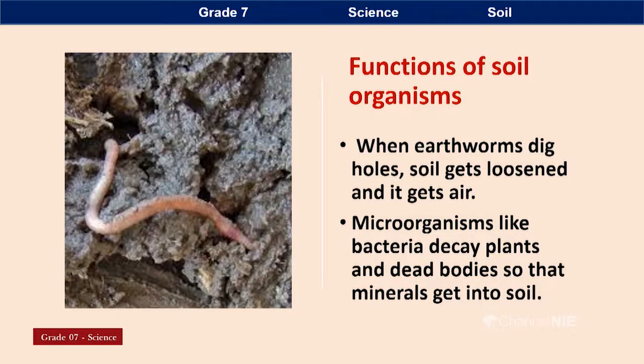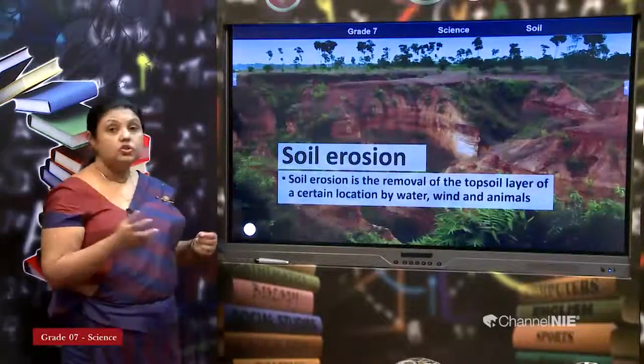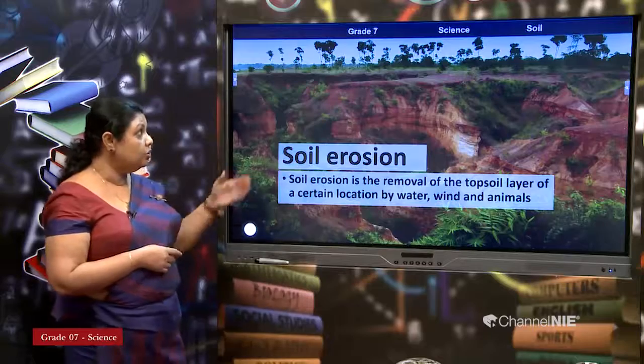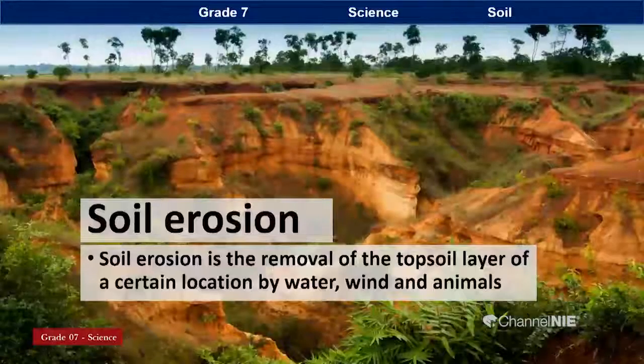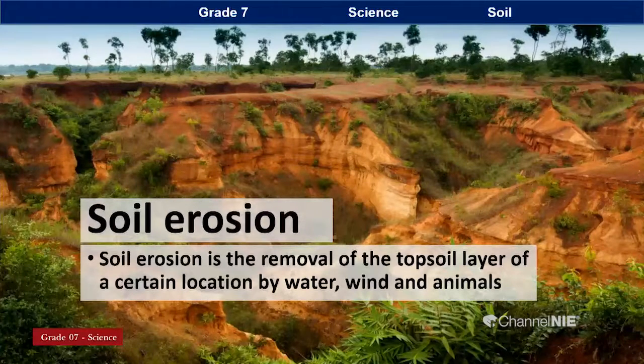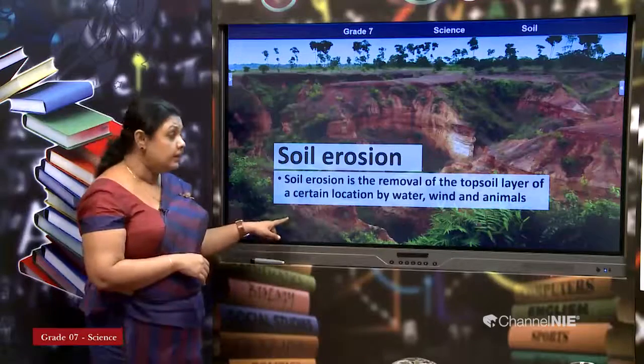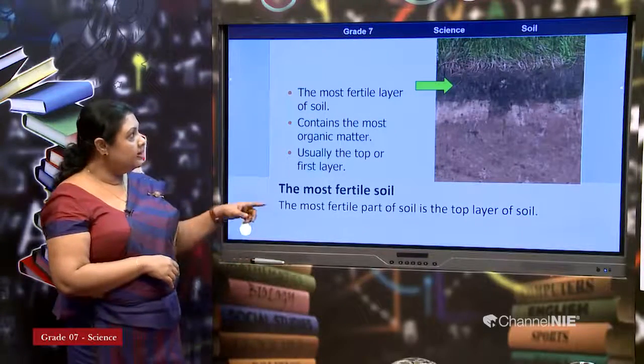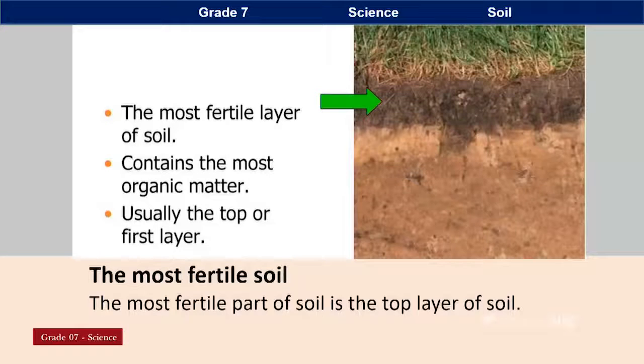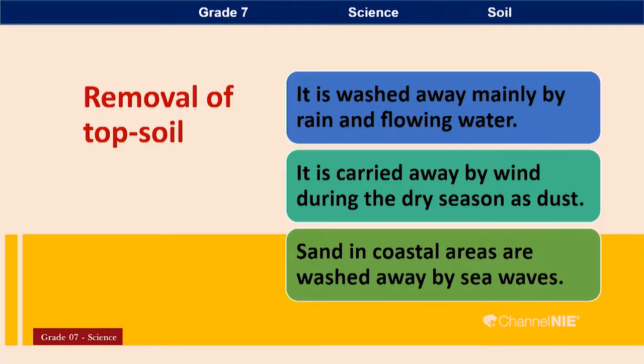There are some organisms, earthworms and others, that make holes there. Microorganisms can decay matter in soil. Lastly we talk about soil erosion. This diagram shows how the soil is moved out mainly by wind, water and animals. Erosion means soil moves away from the place where it is. The top layer, usually with the organic matter, moves out and it becomes infertile. So, removal of topsoil is called soil erosion.